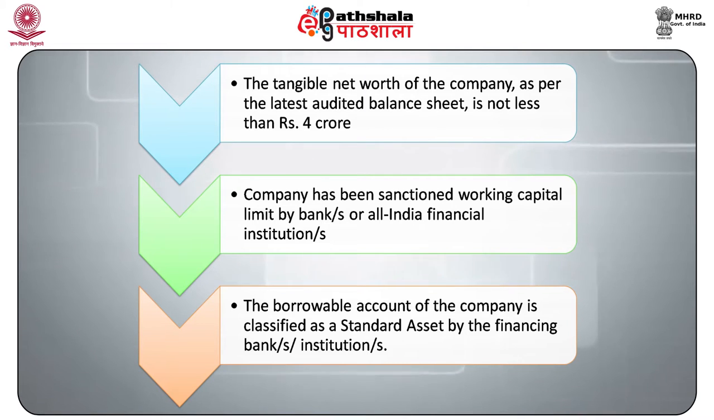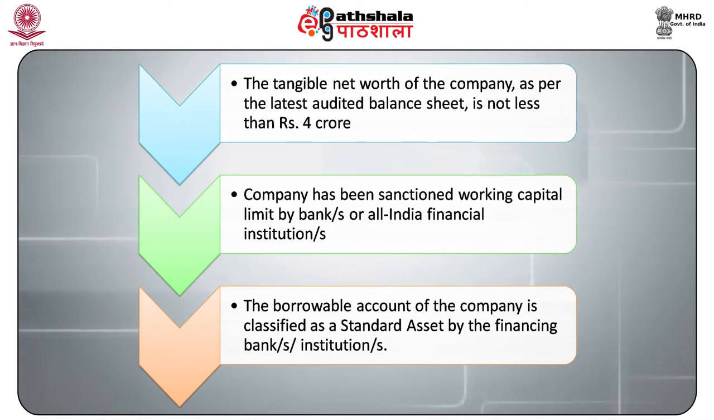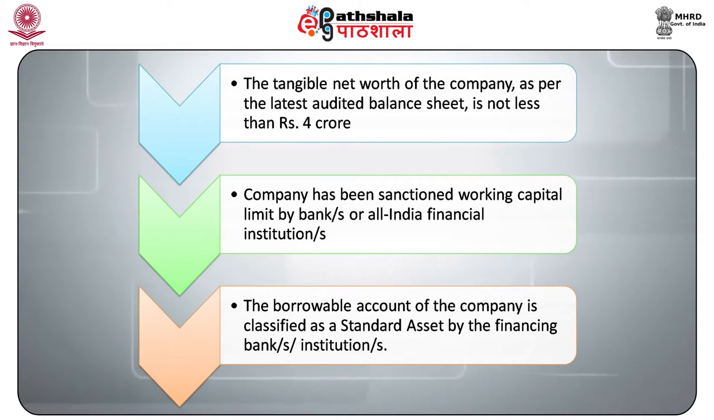However, a corporate will be eligible to issue CP provided the tangible net worth of the company as per the latest audited balance sheet is not less than rupees 4 crore. The company has been sanctioned working capital limit by banks or all India financial institutions, and the borrowable account of the company is classified as a standard asset by the financing bank or institutions. CP can be issued for maturities between a minimum of 7 days and a maximum of up to 1 year from the date of issue.